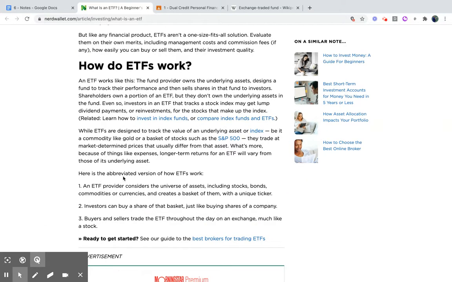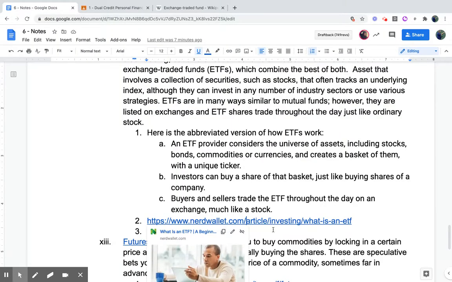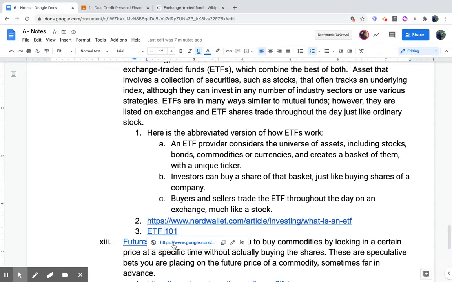And then this is, again, what we talked about, that someone's going to put this basket together, and then we're going to buy a share of that basket. ETFs are designed to track the value of an underlying asset or index. We've talked about different indices. A commodity like gold or a basket of stocks, like the S&P 500. That's our Standard & Poor's. All right, so I think we're good with NerdWallet. Let's see what we got here.